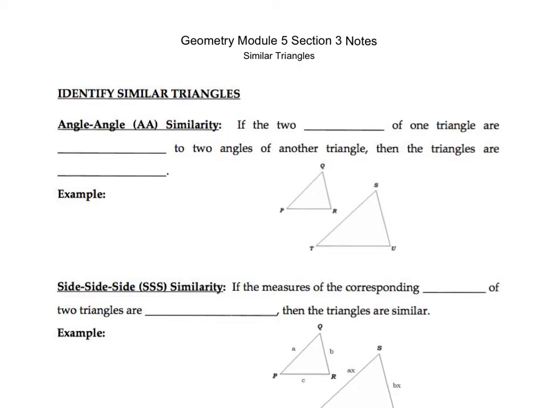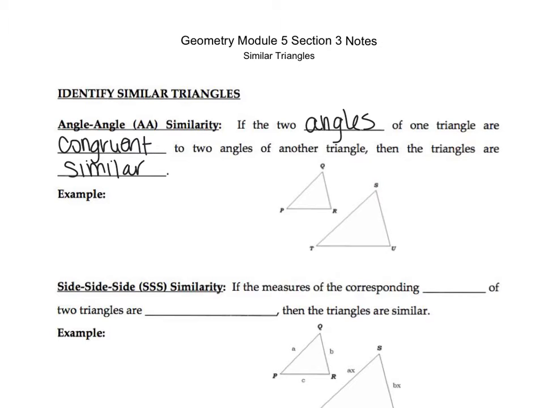What that says is that if two angles of one triangle are congruent to two angles of another triangle, then the triangles are similar. And the reason why we only need 2 angles is because if 2 angles in our triangle are congruent, the third angles have to be congruent.